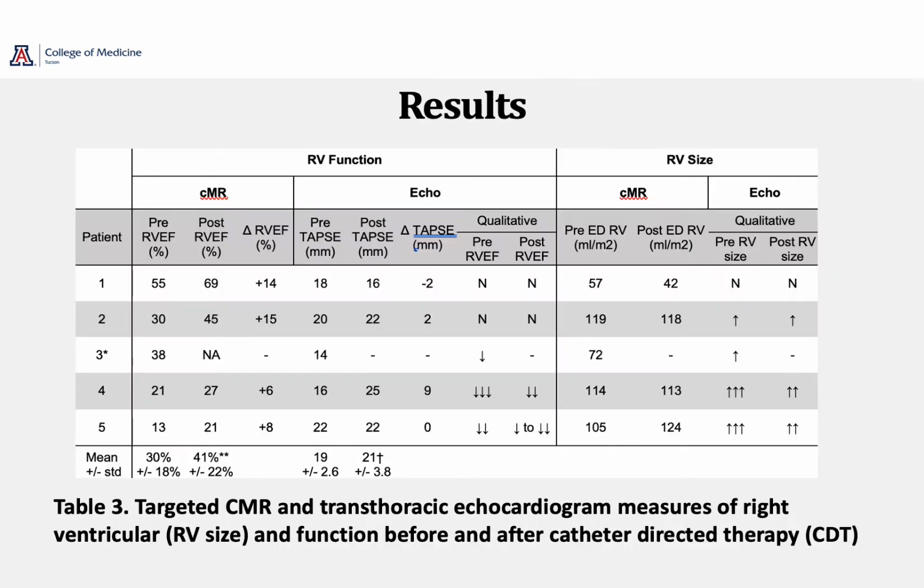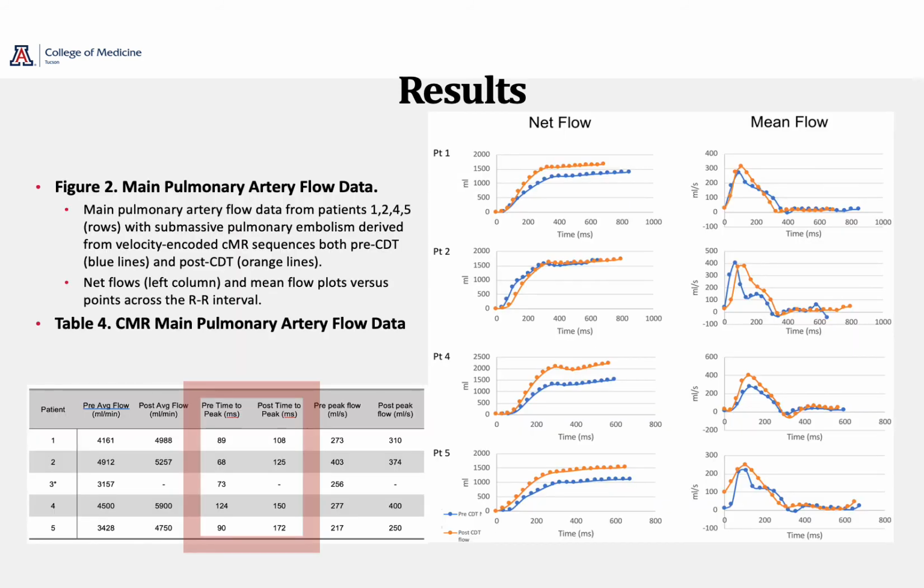Here we can see some results of our study, and the main thing I want you to focus on is the change in RV ejection fraction, which increased after catheter-directed therapy in almost all of our patients. Additionally, when we looked at pulmonary flow, we were able to evaluate a parameter called time to peak velocity, which, if it was less than 100 milliseconds, would imply some developing pulmonary hypertension and increase in pulmonary vascular resistance.